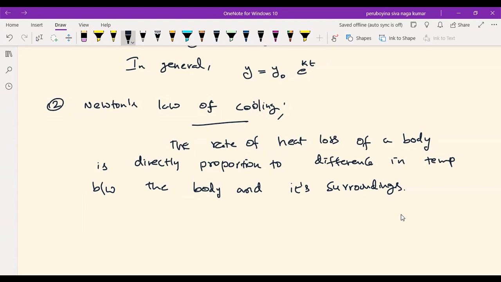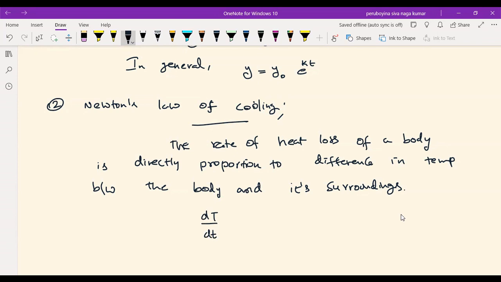the rate of change of temperature T of a body is directly proportional to the difference between T and the temperature T dash of the surrounding medium. So rate of change means dT by dt.